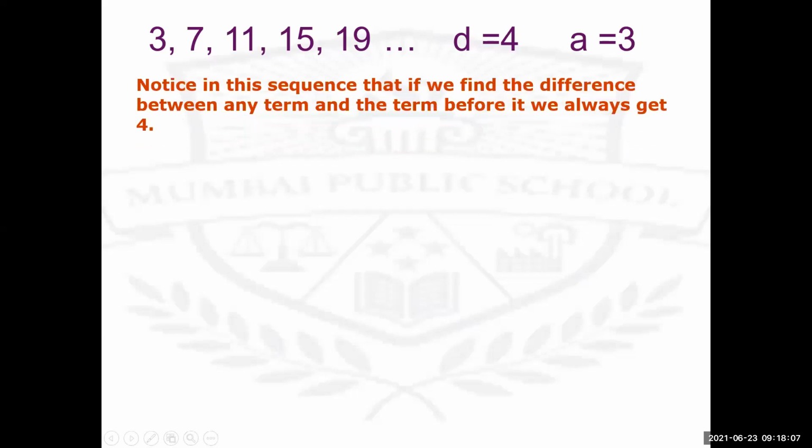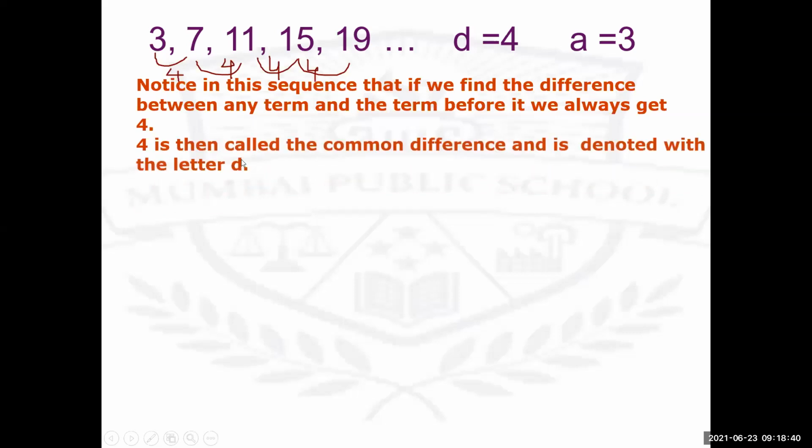Notice in the sequence that if you find the difference between any term and the term before it, we always get 4. Check: between 3 to 7, 7 to 11, 11 to 15, 15 to 19, it is increasing with the help of 4. So we always get 4. 4 is then called the common difference and it is denoted with the letter D.